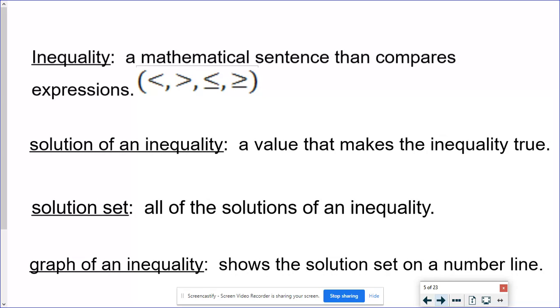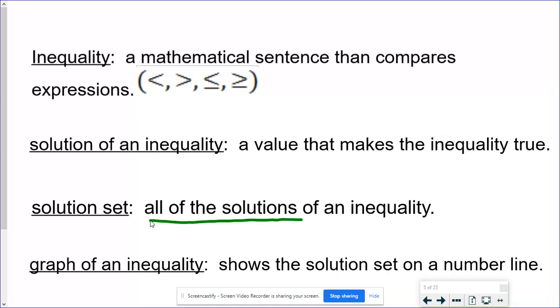Solutions of an inequality: if I give you one number and I want to know if that value would make the inequality true, that's me checking to see if it's a solution of the inequality. However, as you could see with our shading on those last couple of problems, the solution set would be everything that gets shaded for an inequality. So all of the solutions.